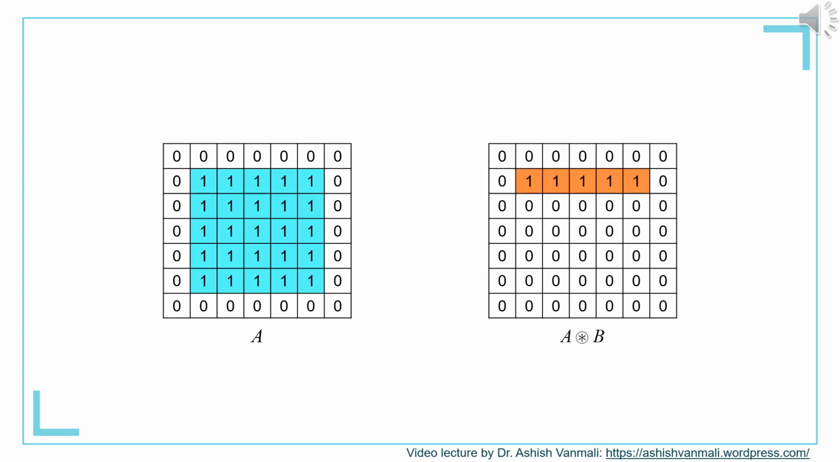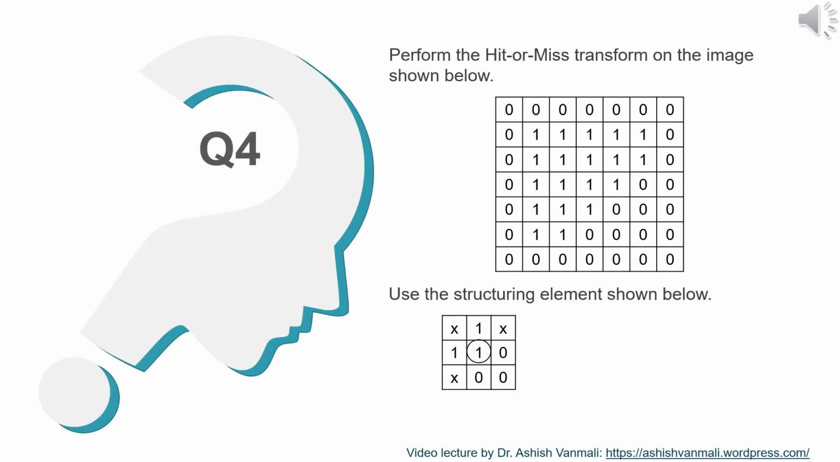So if you compare this result of the hit or miss transform with the original image, then you can clearly see that the hit or miss transform has identified the top edge of the square which was present in A. Let's move to the next question now.